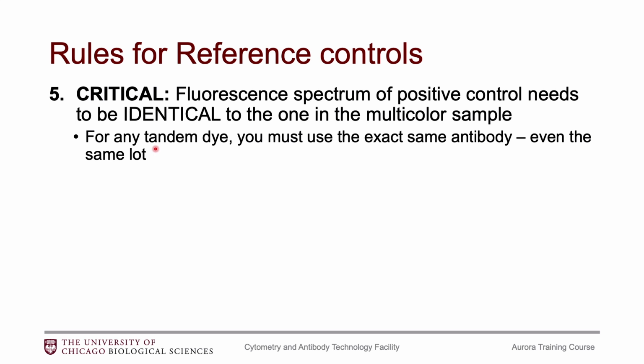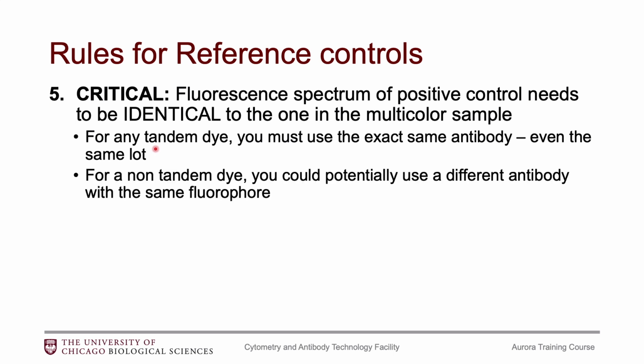But with your tandem dyes, you definitely need to use the same lot. For non-tandem dyes, your basic ones like PE, APC, FITC, BV421, you could potentially use a different antibody that has the same fluorophore. An example of this is maybe you are staining tetramer, which typically tetramers have either PE or APC, and it's probably pretty difficult to get 1,000 tetramer positive events for your single stain control.